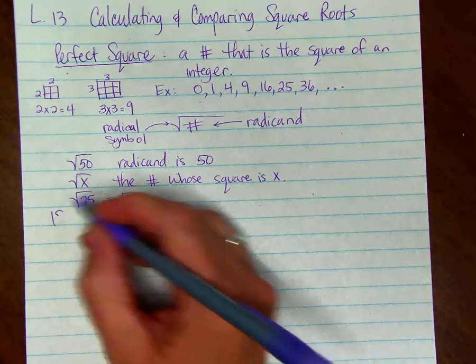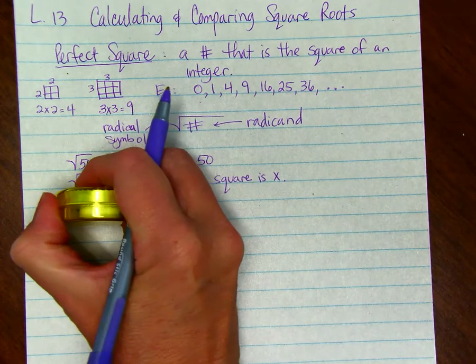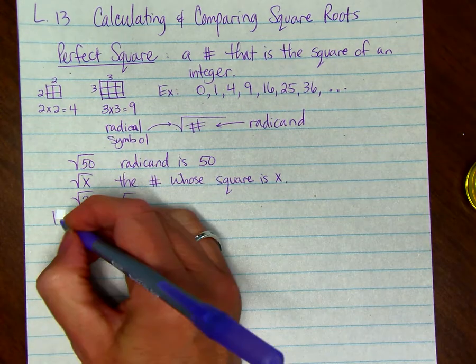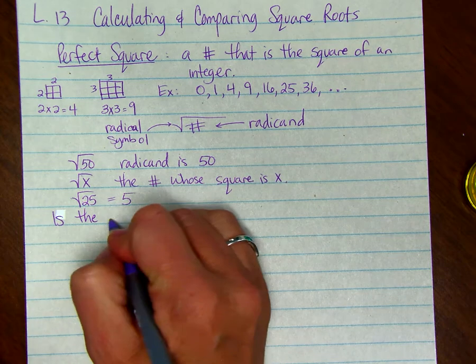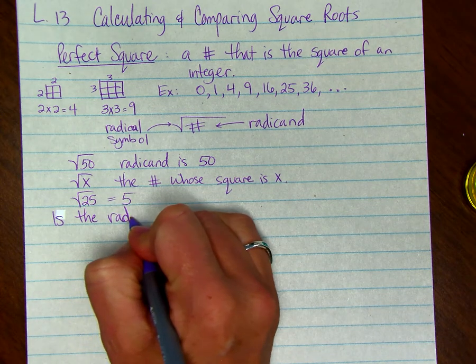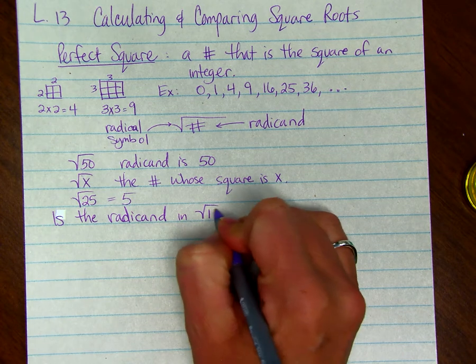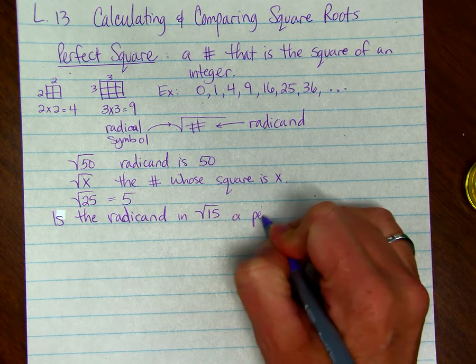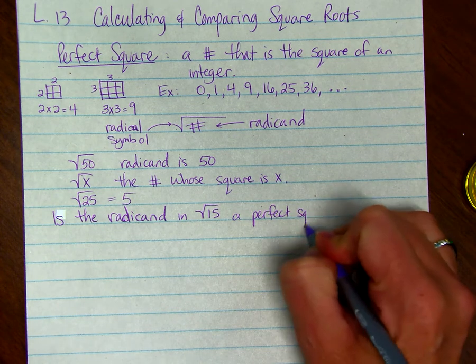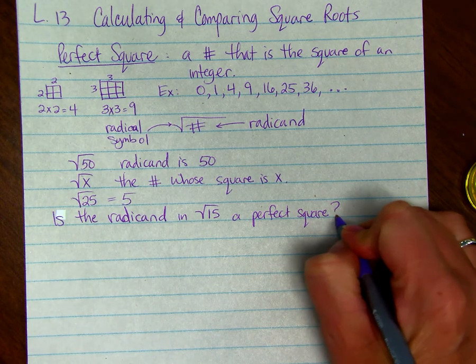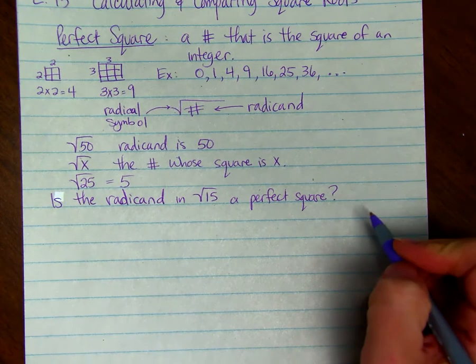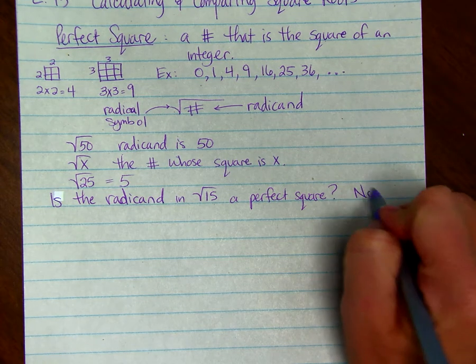Here's a question: is the radicand in the square root of 15 a perfect square? That means, can we find an integer that when we square it, we get 15? And the answer is no.